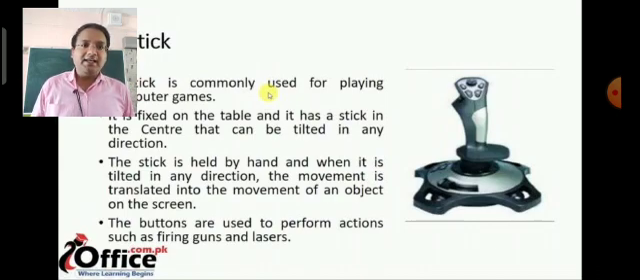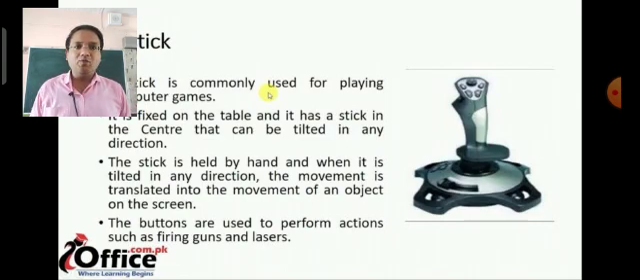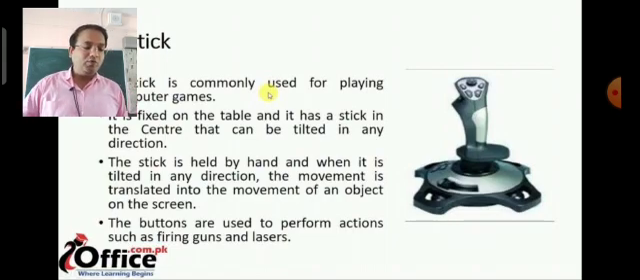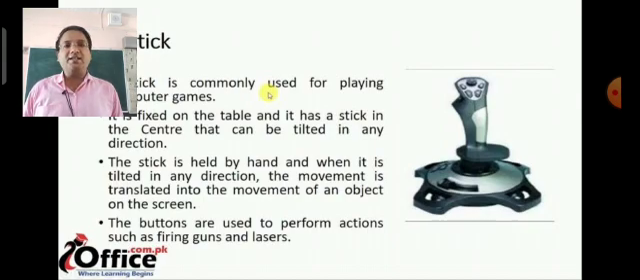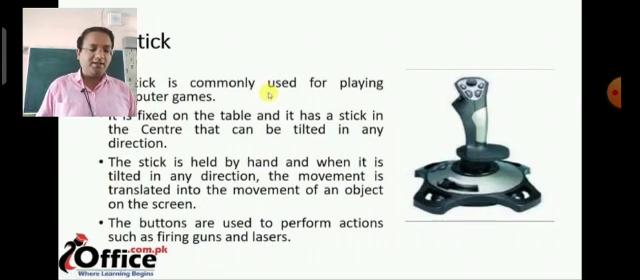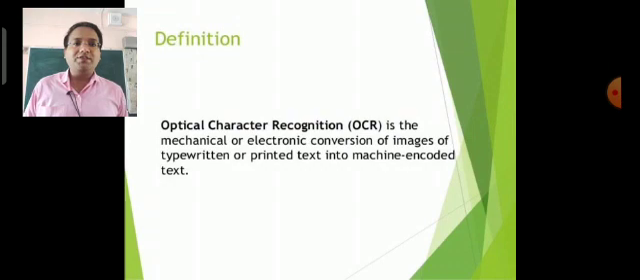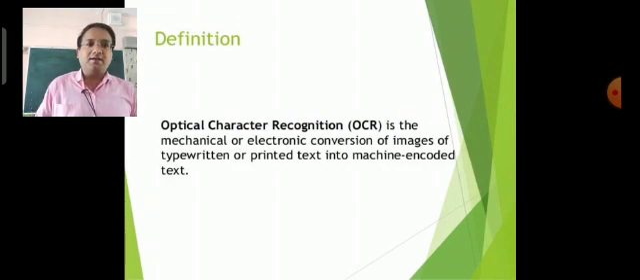So the stick is held by hand and when it is tilted in any direction, the movement is translated into the movement of an object on the screen. The buttons are used to perform actions such as firing guns and lasers. Got it? So it is also a pointing device. It can be moved at various angles to change the direction of the cursor or any other objects on the screen.